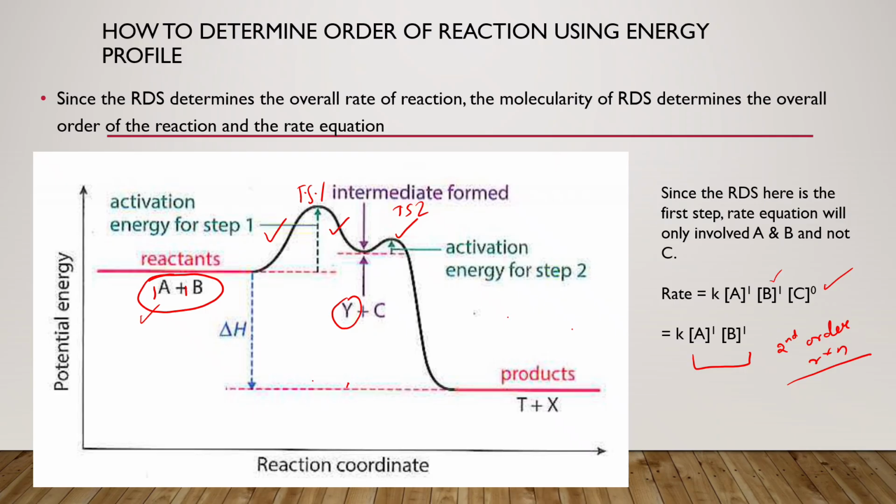concentration of C. This is the reason why the rate of a reaction might depend on the concentration of some reactants but not depend on the concentration of other reactants. And the reason is quite simple. The reactants which are involved in the RDS are the ones that will determine the overall rate of the reaction and hence contribute to the order of the reaction. Whereas the reactants that are not part of the rate determining step will not contribute to the overall rate of the reaction and hence do not appear in the overall rate equation.